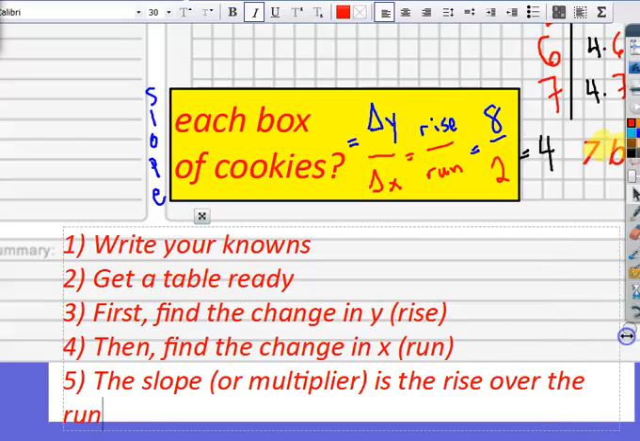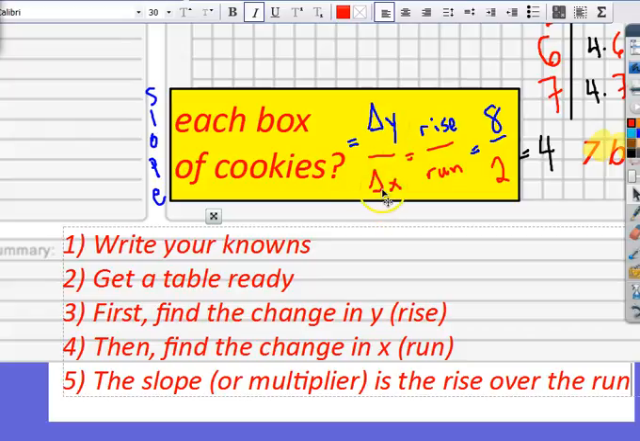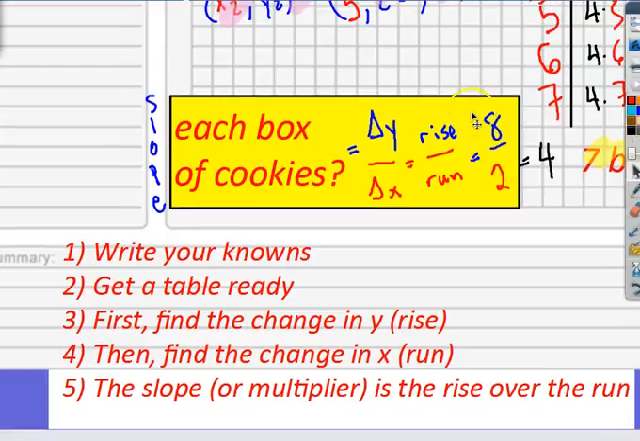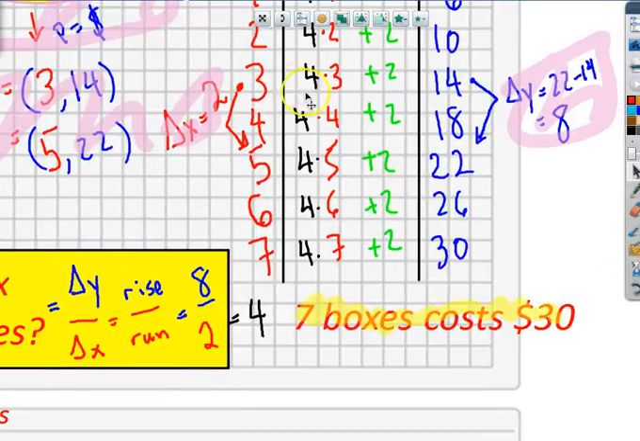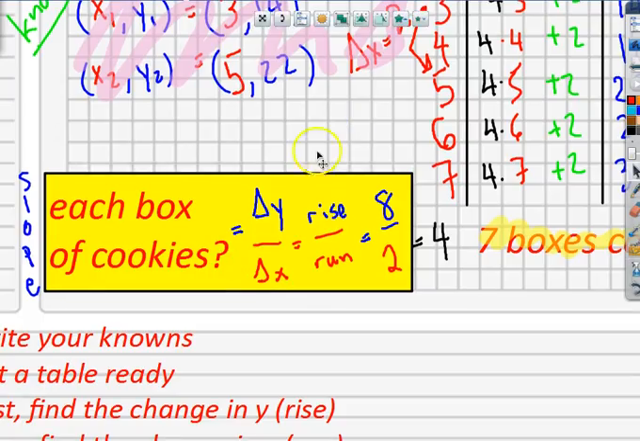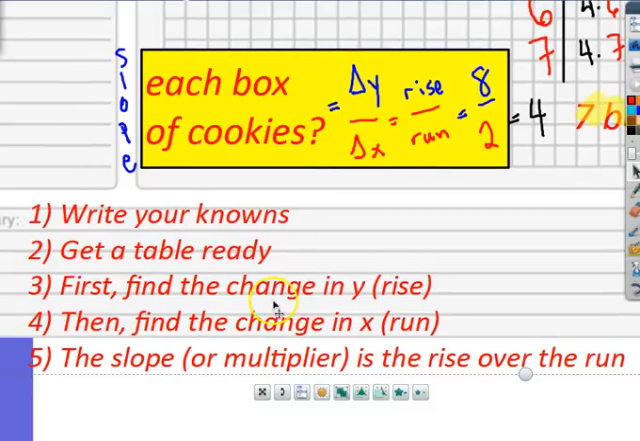and then this is how we figured out the cost of each box of cookies. So first you find the blue change in Y, then you find the red change in X, and then you divide those two, and that gives you the price for each box of cookies. And the cost of each box of cookies goes here in the table. It's multiplying the input. So it was 4 times the input, 4 times the input, 4 times the input. So the multiplier was 4. To find that, you find the change in Y, then you find the change in X, and then you divide.